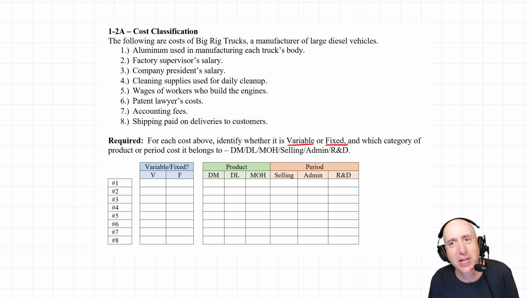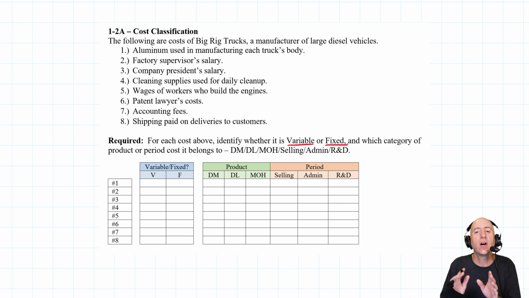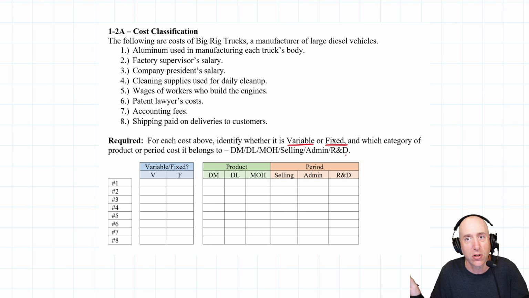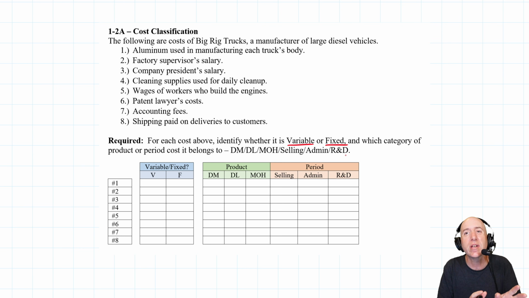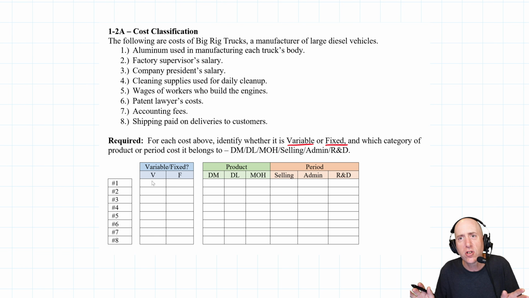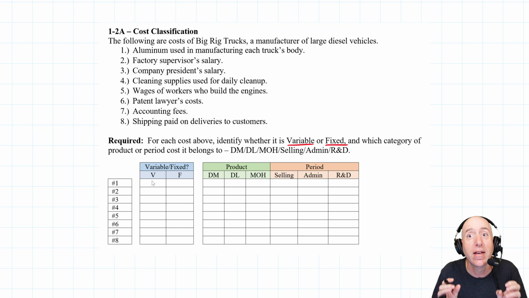Now it dawns on me as I start the problem, we haven't introduced these concepts, so I'm going to briefly introduce them. If you feel like, oh, I know variable or fixed, I know product and period, and I know material, labor, overhead, selling, admin, and R&D, if you know all those terms and you're good at them, skip ahead about 3 minutes till I'm making X's in this table. But if you're a little shaky, I think this will be very useful to you. I promise it will be, in fact.